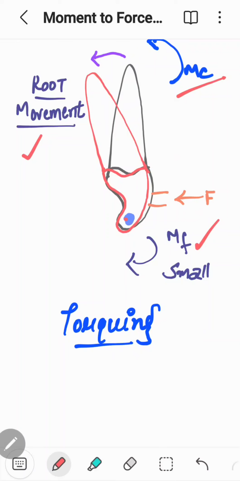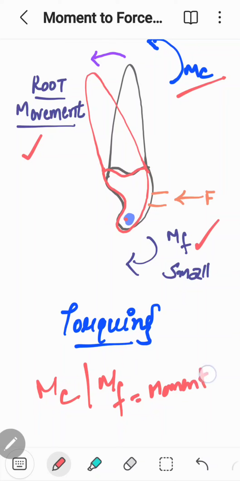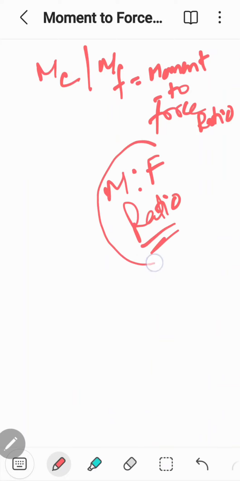So basically, the relationship between the force and the counterbalancing couple is expressed as the moment to force ratio, also called the MF ratio. This was all about the MF ratio, and it differs according to the type of tooth movement.